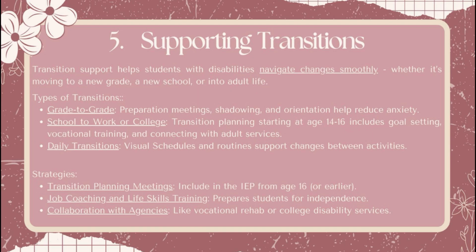And lastly, collaboration with agencies like vocational rehab or college disability services. For example, a student with a physical disability works with their school counselor to connect with the local office of vocational rehabilitation and a disability support coordinator at a nearby college. These agencies help arrange classroom accommodations and transportation support. These examples show how thoughtful planning and individualized support can help students manage transitions confidently and successfully.